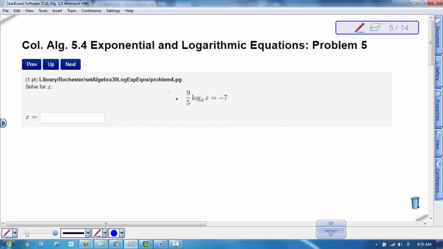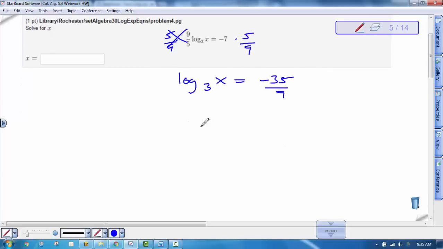Okay, the next problem, I'm going to multiply both sides by 5 over 9. And you get log base 3 of x equals negative 35 over 9. And now I'm going to change this into exponential form, so I'm going to do base to the exponent equals the argument. And this is something I can just do on my calculator, or probably just enter it in like it is, and that should work just fine.